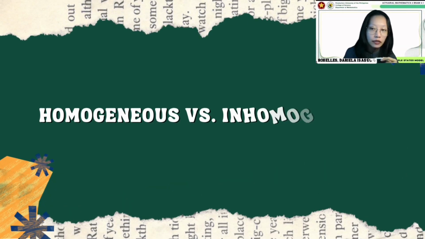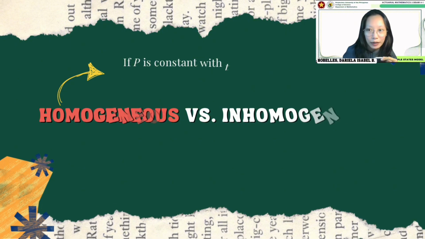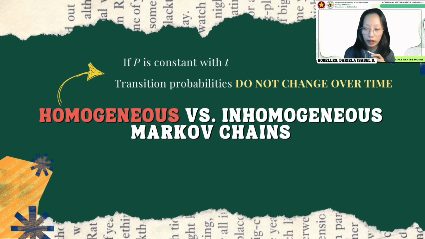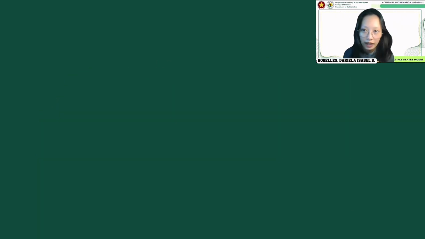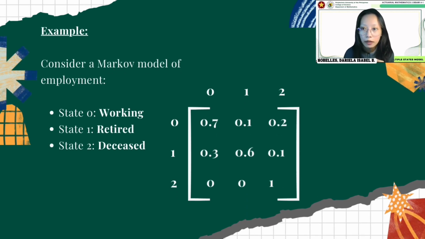Now, let us discuss the difference between homogeneous and inhomogeneous Markov chains. We say that it is homogeneous when P is constant with time t, which means that the transition probabilities do not change over time. An example of this is a weather model with fixed transition probabilities. In contrast, it is said to be inhomogeneous when P is time dependent, which means that transition probabilities change over time. For example, let us consider a Markov model of employment where state 0 is working, state 1 is retired, and state 2 is deceased.